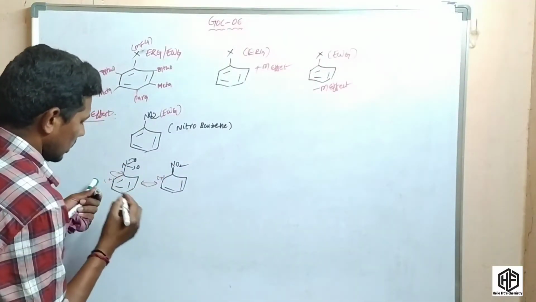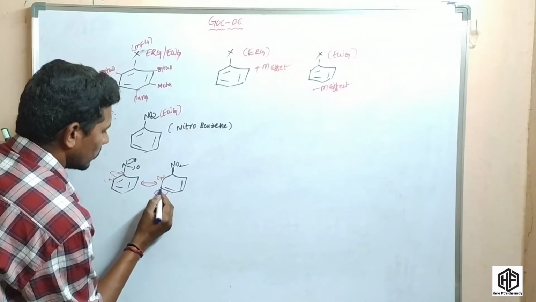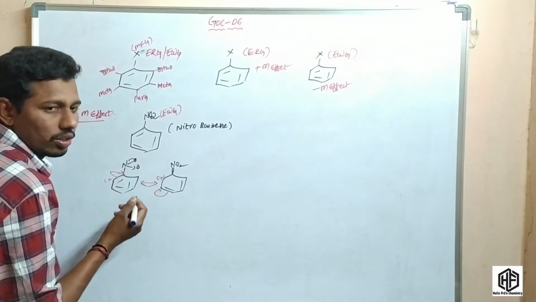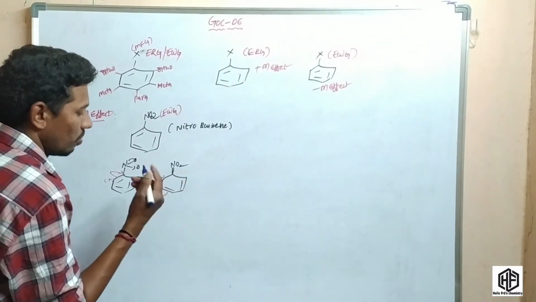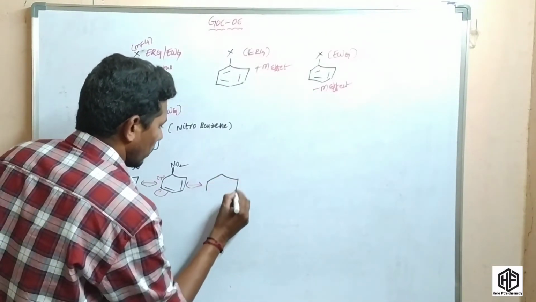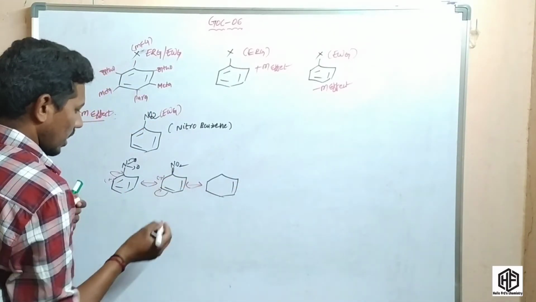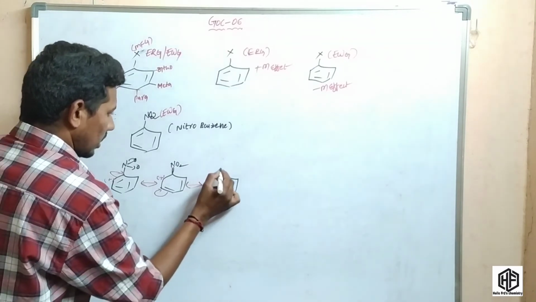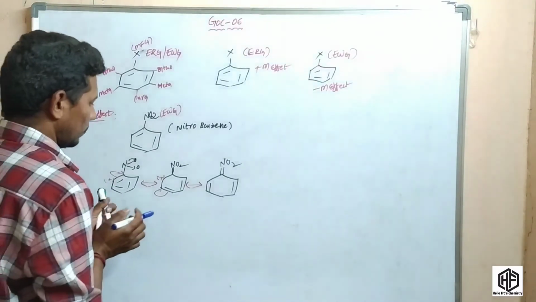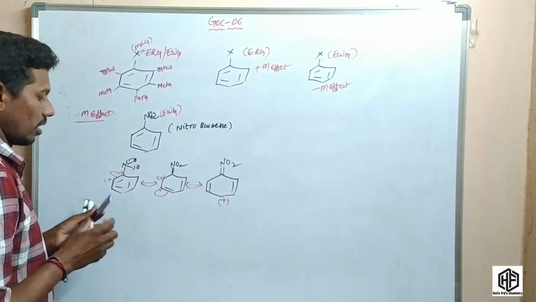Now another one: this bond shifts towards this side. This carbon is getting a negative charge. This carbon is getting a positive charge. The carbon is getting a positive charge and a negative charge, and it can be connected with a double bond. Now another resonating structure: for example, this is my benzene ring. This double bond can be written as this one, and that one is a double bond, and NO2. Here it is getting a positive charge and the para position is also getting a positive charge.